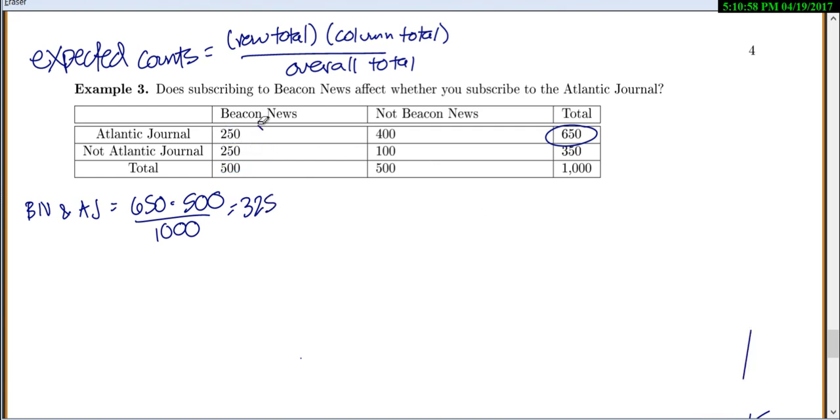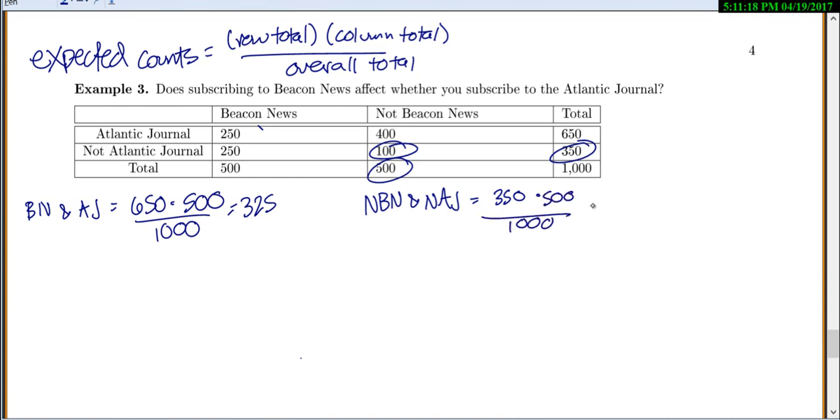And then let's maybe find this spot. So we have our totals of 350 and 500. So for not Beacon News and not Atlantic Journal, we get 350 times 500 over 1,000, which is 175. Now you need to do all of the spots, but you can go ahead and do that on your own instead of my taking time to do it all.